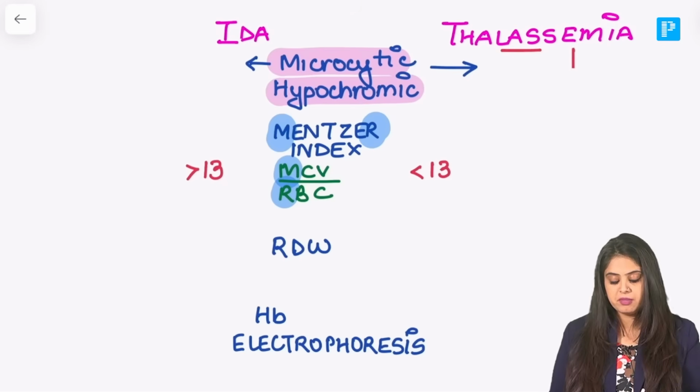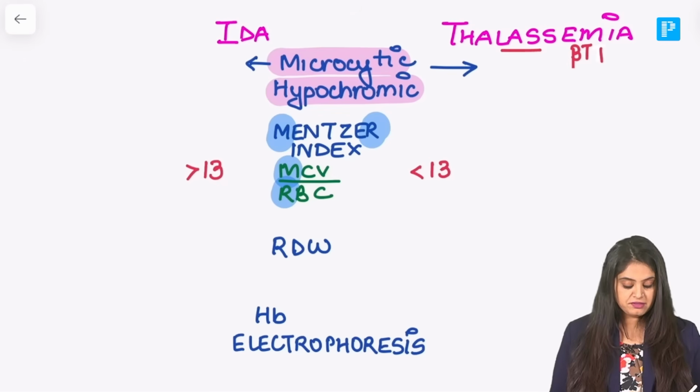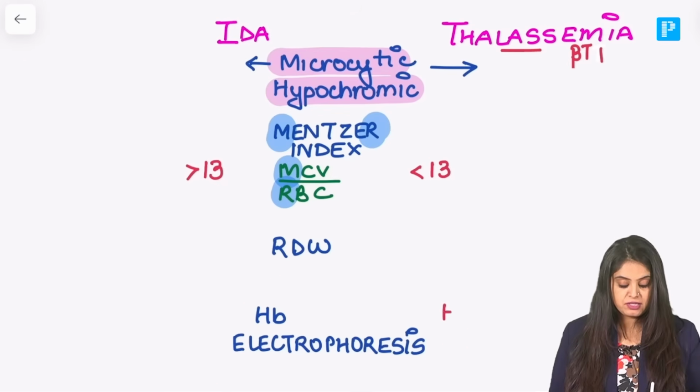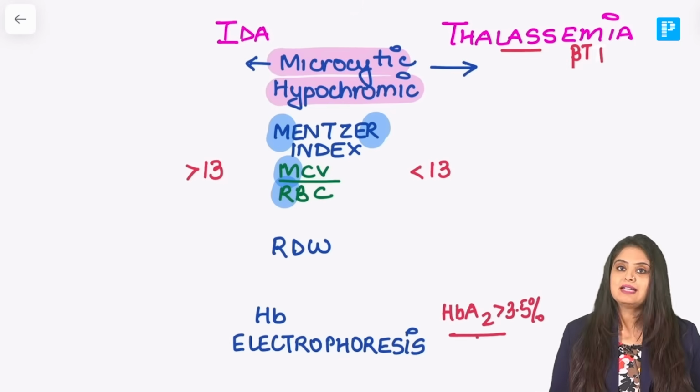And which thalassemia are we talking about? Beta thalassemia trait. But I'm again and again saying that I will think of this. Why am I not certain? Because for being certain, I will have to do hemoglobin electrophoresis. Thalassemia trait would be certain if the HbA2 levels will come out to be more than 3.5%. That is when I'll be able to confirm beta thalassemia trait.